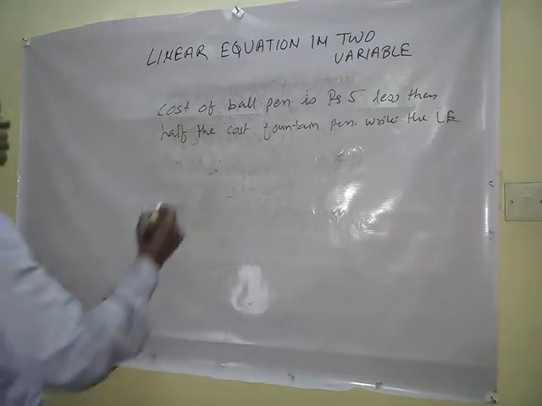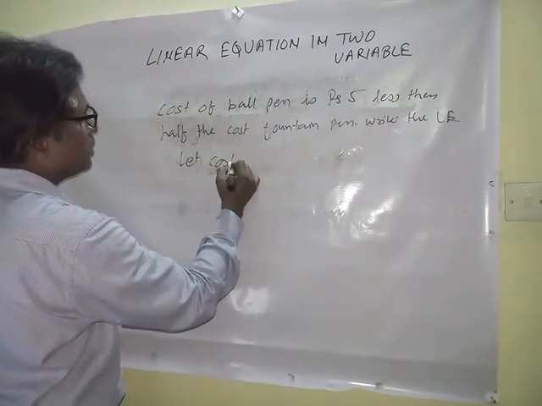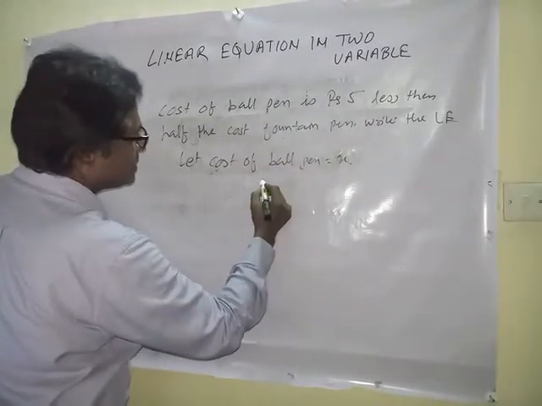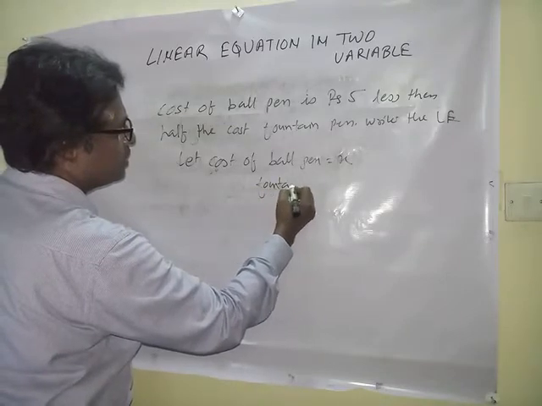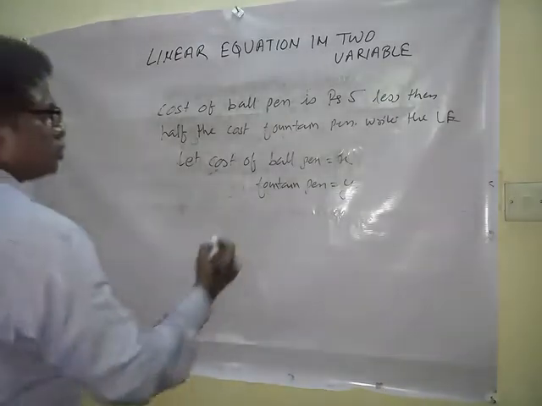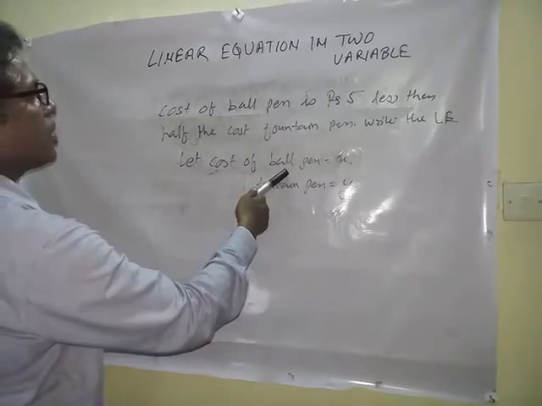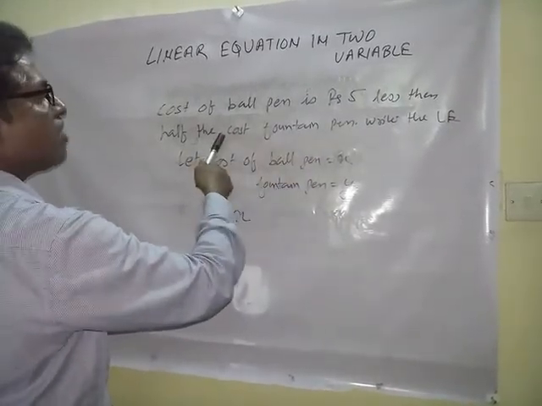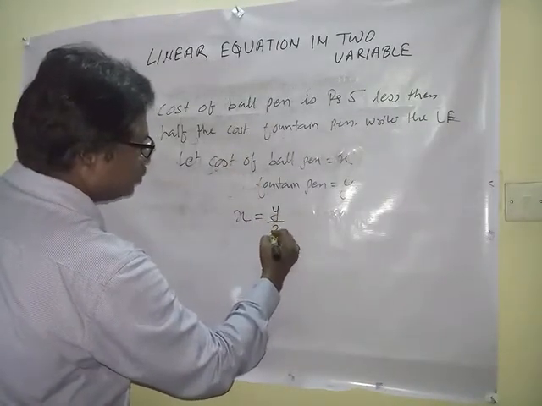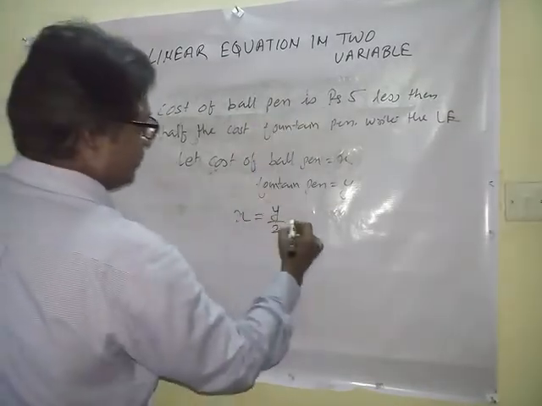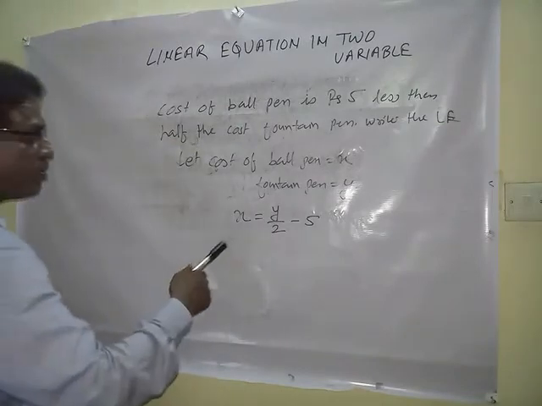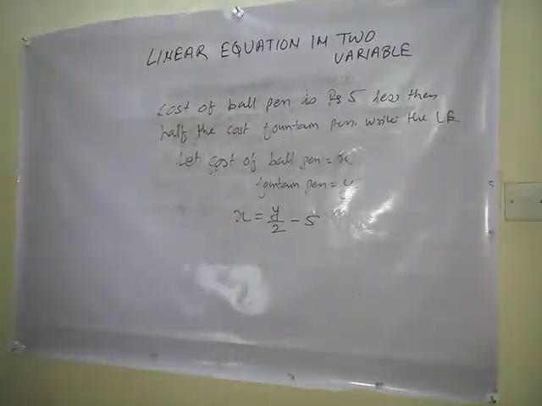So here you have to solve. Let the cost of ball pen equal x and fountain pen equal y. So x, the cost of ball pen, is half of the cost of fountain pen, which means x is equal to half. First you do the half, less 5 minus 5. Now solve this equation and put it in the form of ax plus by plus c is equal to 0.